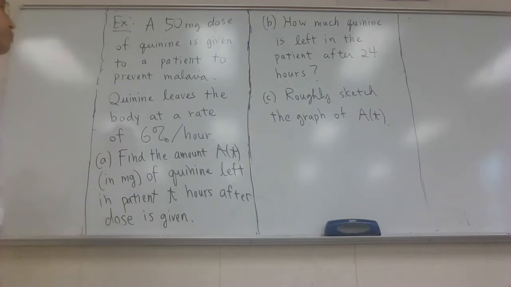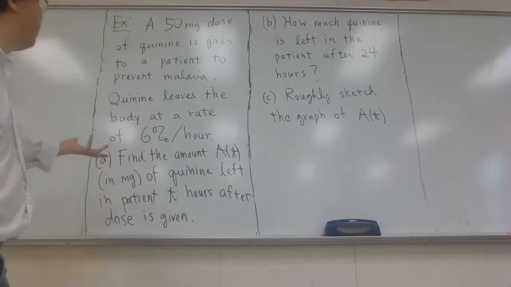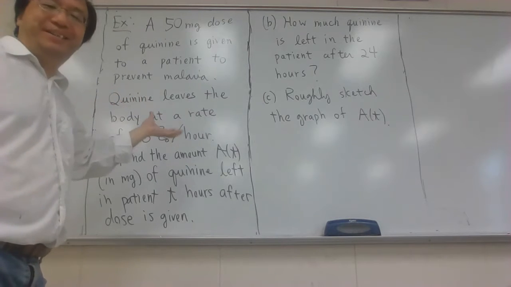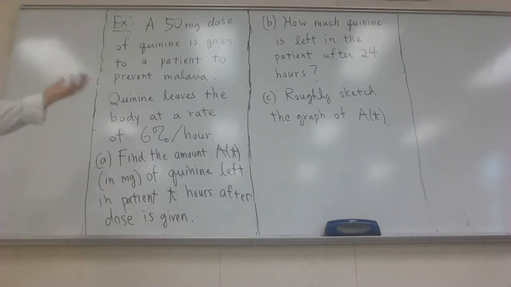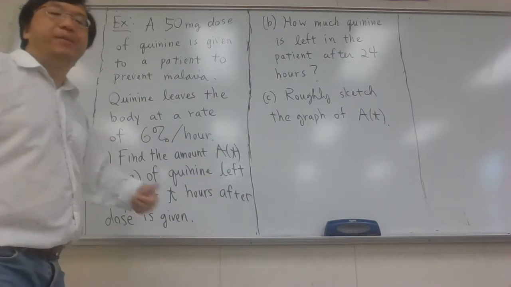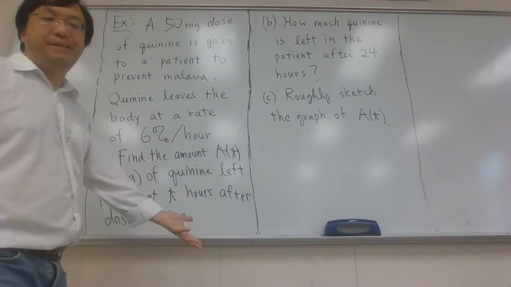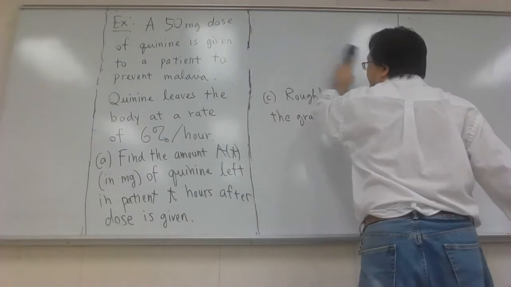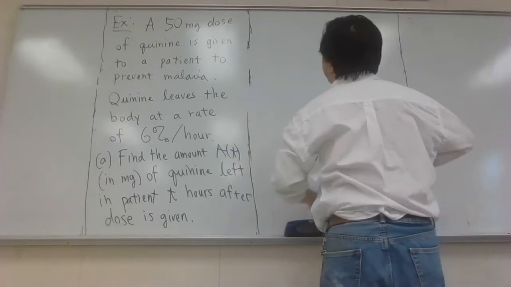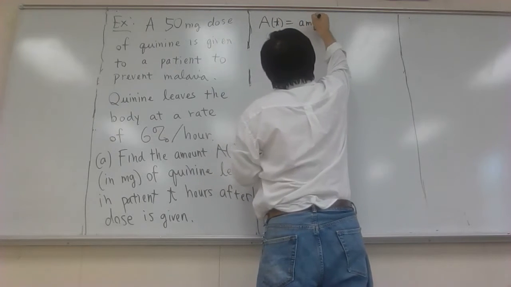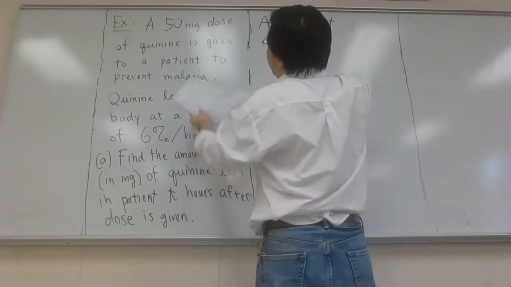So first, let's specify the variable of interest. Well, clearly, in this problem, the variable of interest is the amount of quinine that's left inside the person's body. We're interested in making future predictions of how much drug is still left inside the person's body. More precisely, I also introduced the notation A(t), which is the amount in milligrams.